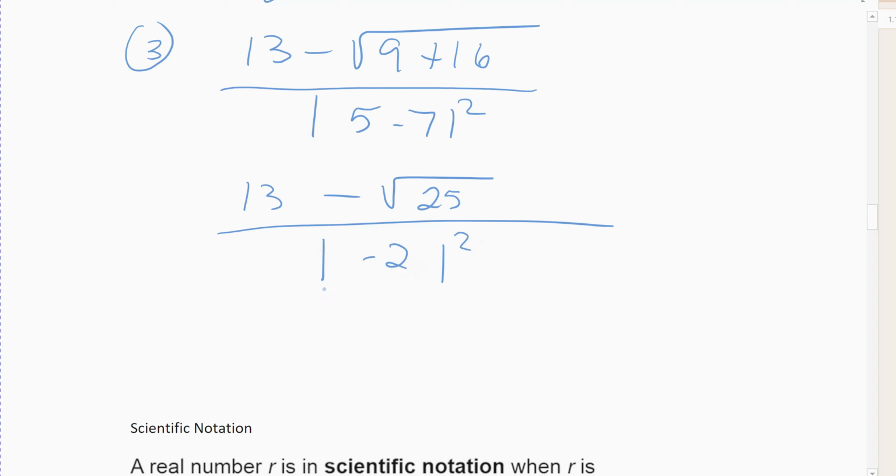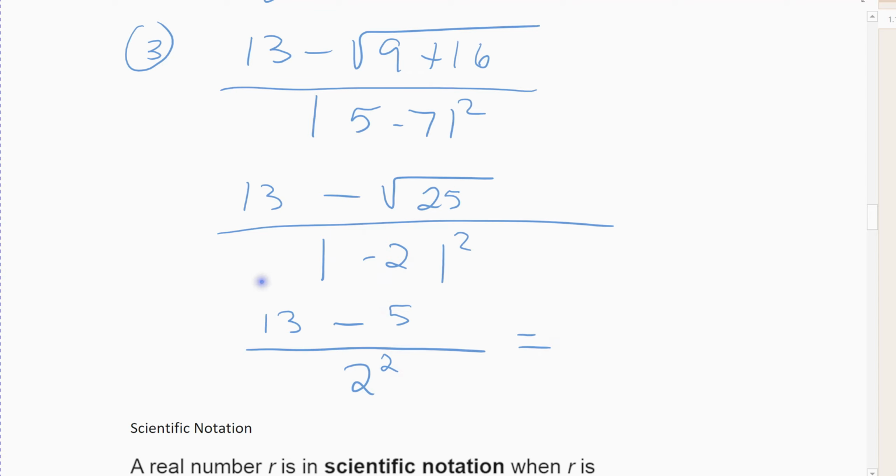Alright, now I take care of my special symbols where I can. So my groups that I simplify. So I can simplify the square root of 25, and I can find the absolute value of negative 2. Keep in mind the square is still outside of that. Alright, so 13 minus the square root of 25, which is 5, all over the absolute value of negative 2. So the absolute value of negative 2 is 2, but I still have the square of that, so it's 2 squared.